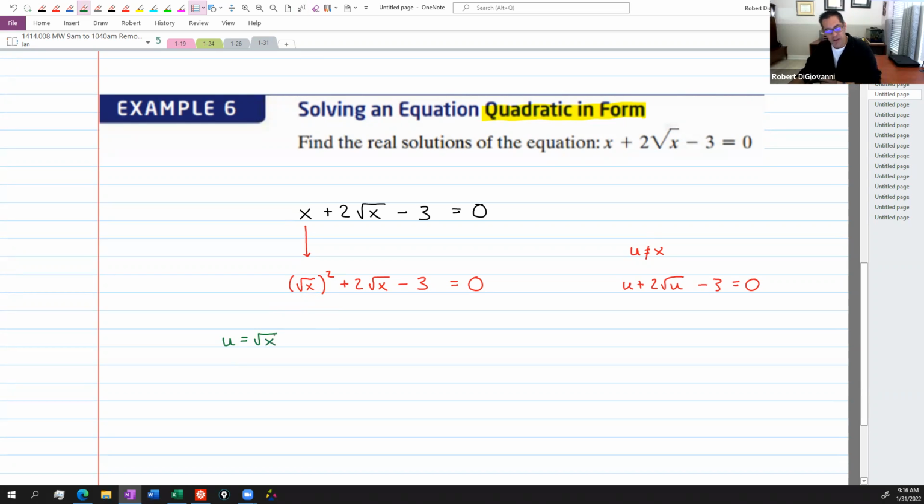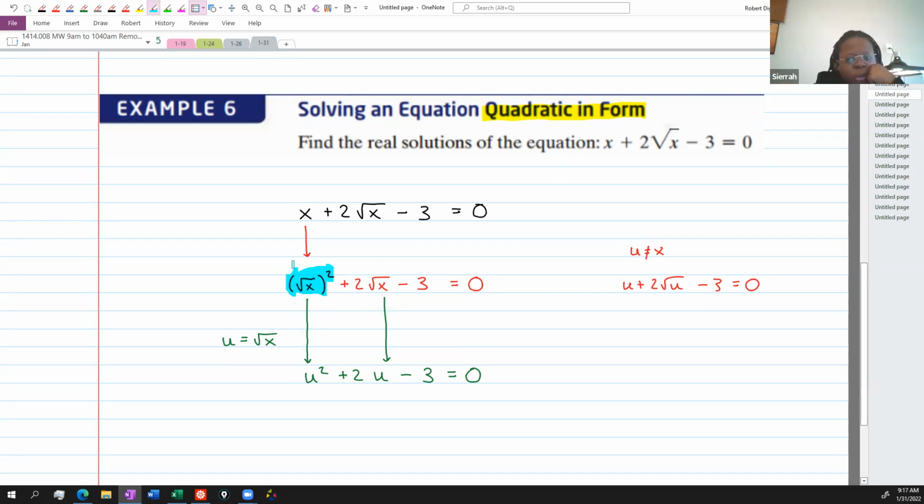If u is the square root of x, right, then I'm going to rewrite the problem. Everywhere I see a square root of x, I'm going to replace it with u. So this becomes u squared plus 2u minus 3 equals 0. Does that make sense? It's kind of weird because you have to realize that x is actually the square root of x squared. That's why me showing this to you, if it's the first time you're seeing it, you're like, oh, okay. Yeah, that was a little weird.